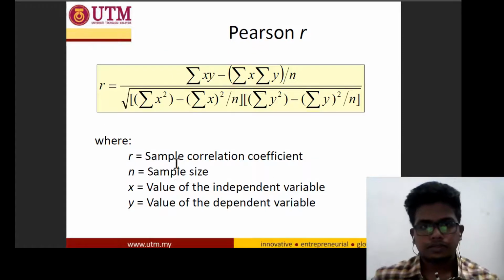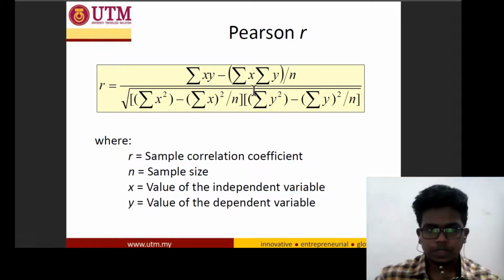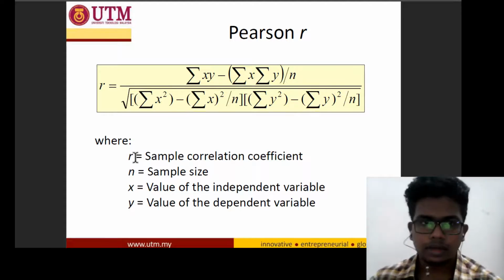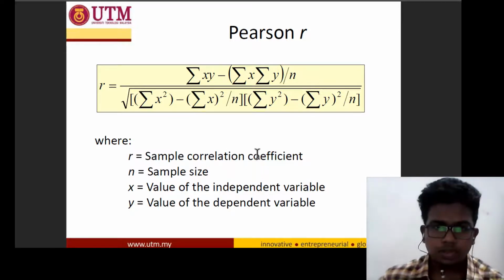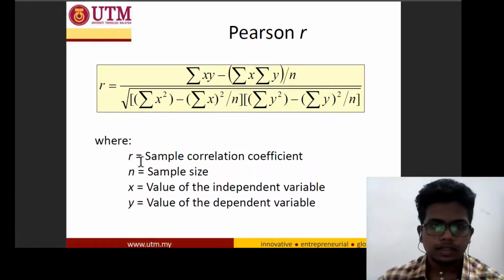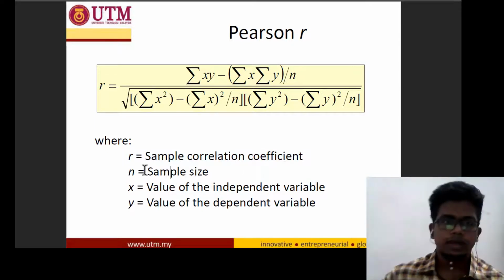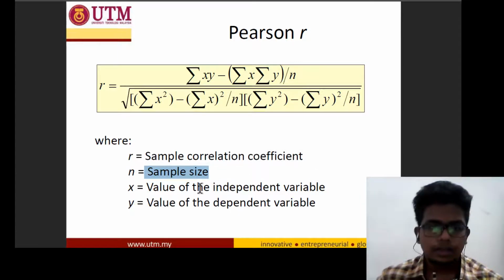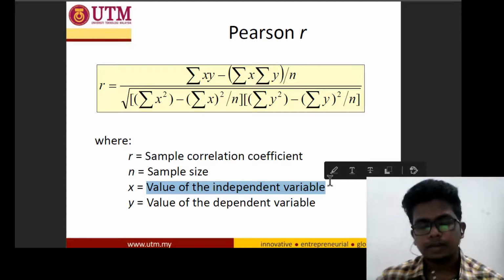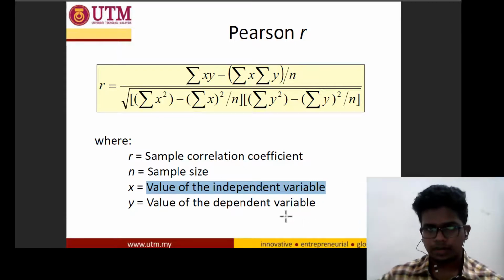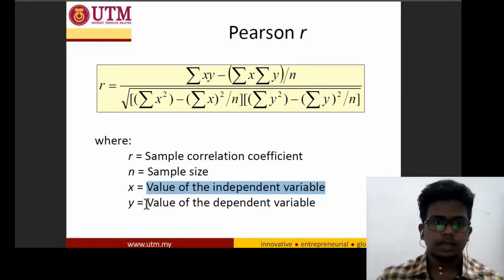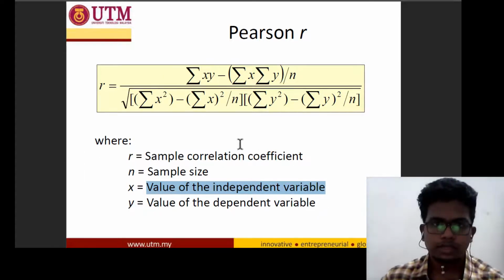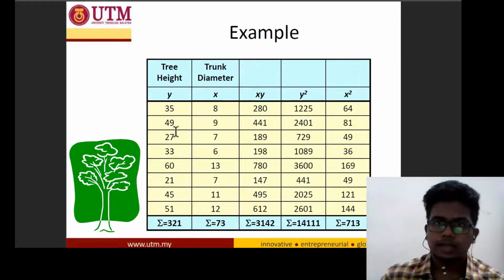Okay, so let's first come to this. We will use Pearson R. For using Pearson R we need the value of r. R means simple correlation coefficient, and we will have to find this out. And n is the sample size, meaning how many data you have. And x is the value of the independent variable that you're using, and y is the dependent variable that you will be using. So we will just use this formula. We can do it by Excel.